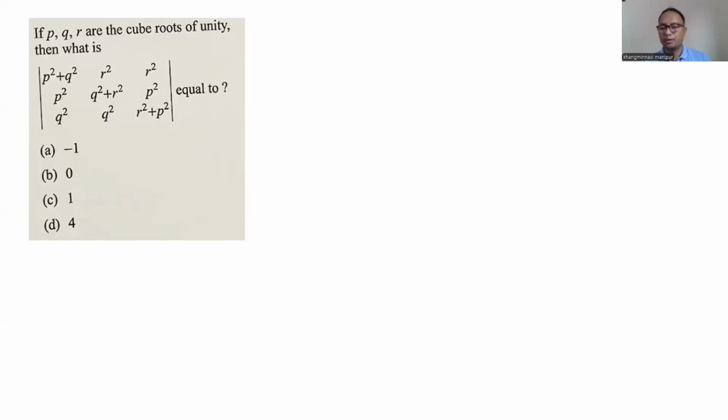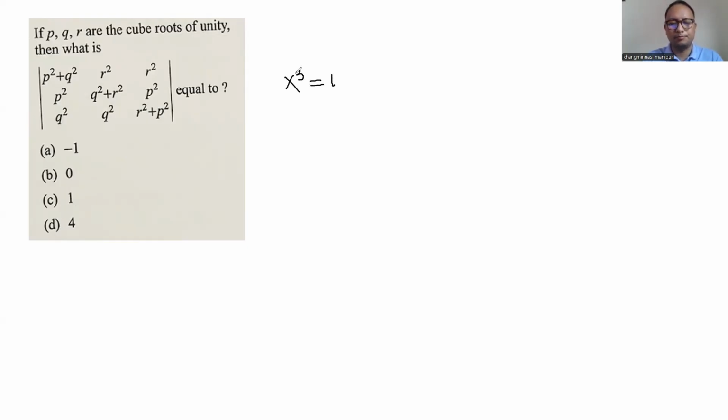Right, next question. Consider the function where p, q and r are cube roots of unity. Whenever we say cube root of unity, we consider x cube equal to 1.